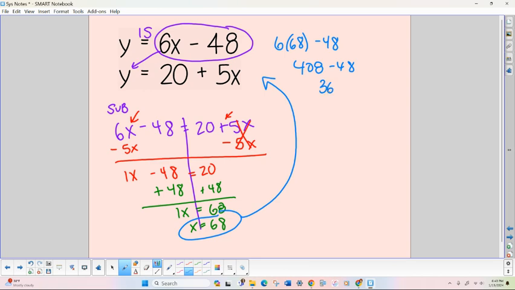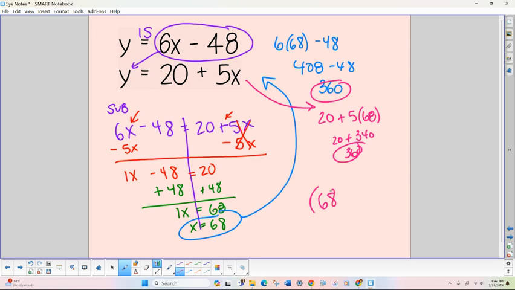Let me change colors. Let's take 10 seconds here and actually plug it into this other equation as well and say, well, what if I did the 68 in this other equation and did 20 plus 5 times 68? Well, 5 times 68 is going to give us 340. And then add in that 20, again, I get 360. So again, you have that match there to know that the final answer is (68, 360).